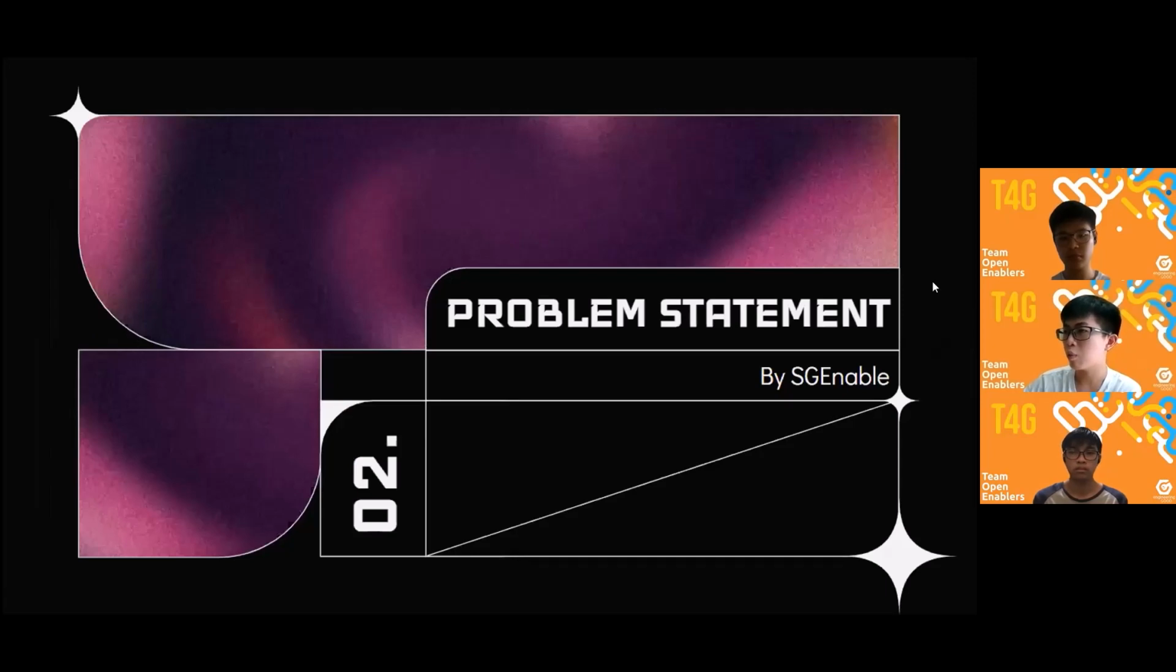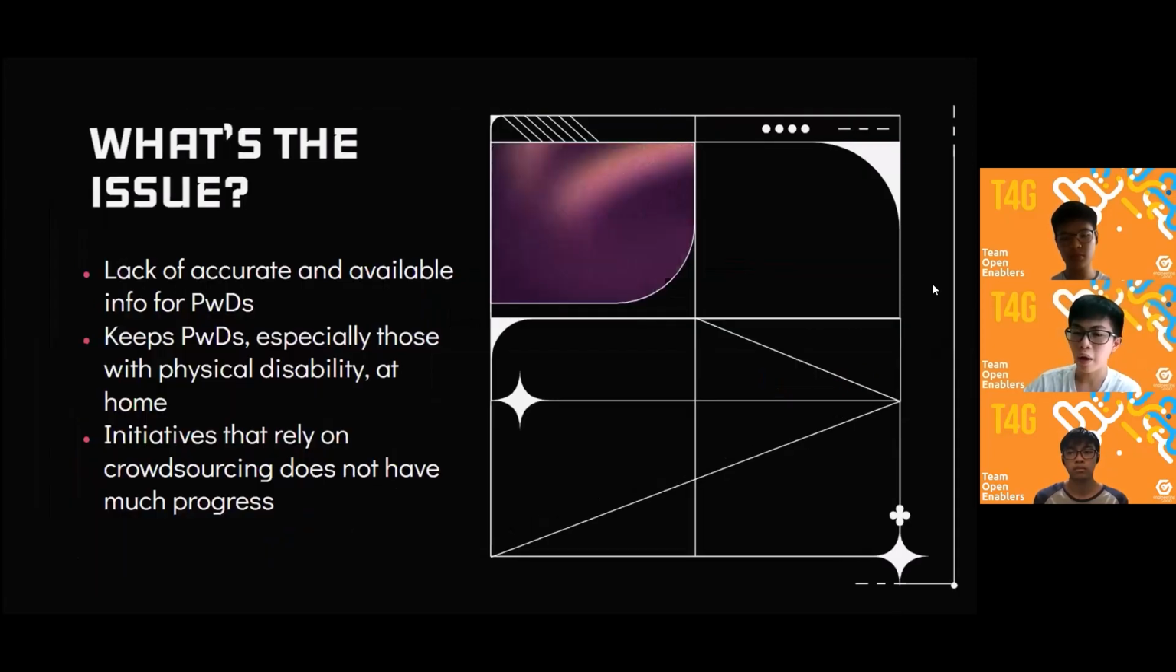Our problem statement was an issue involving lack of accurate and available info for people with disabilities, because this can keep people with disabilities, especially those with physical disabilities that mean they can't traverse certain terrain, at home. And so far, initiatives that rely on crowdsourcing this data haven't had much progress. We're hoping to change that.